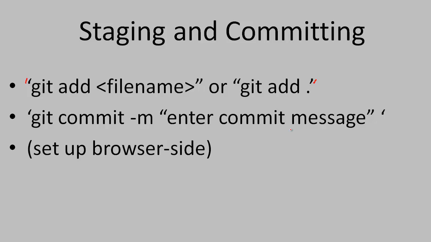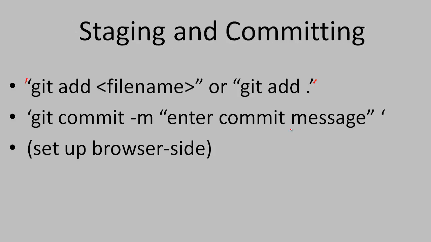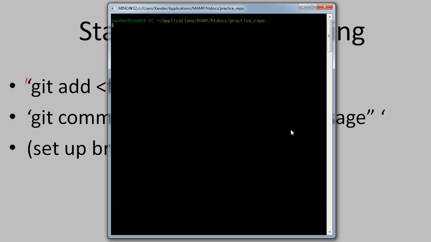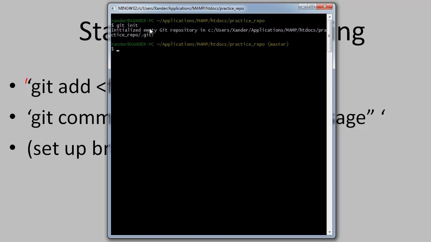Okay, at that point, we'll be ready to set up the browser side. So let me take a step back here and let's go through all of those setups. Let me switch over to the terminal program. All right, so you'll notice I've already created the file structure where I want this repo to be. So I'm in htdocs in my MAMP folder in my applications folder, and I've created a directory called practice repo. So git init initialized an empty repository.